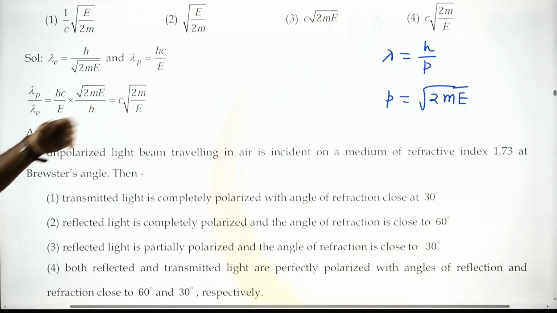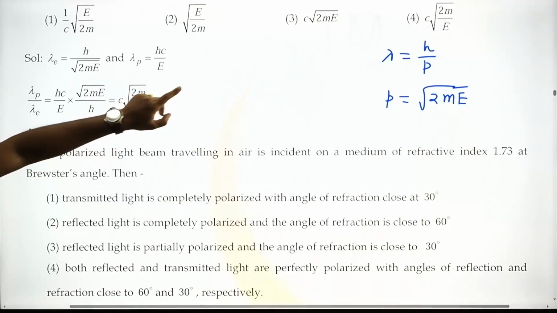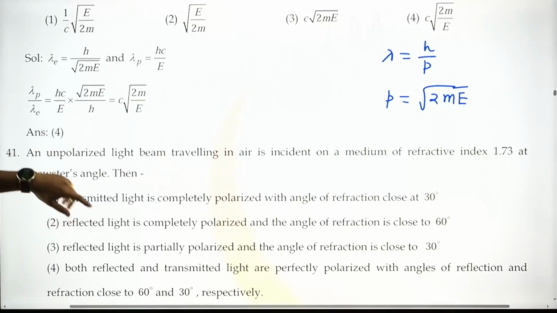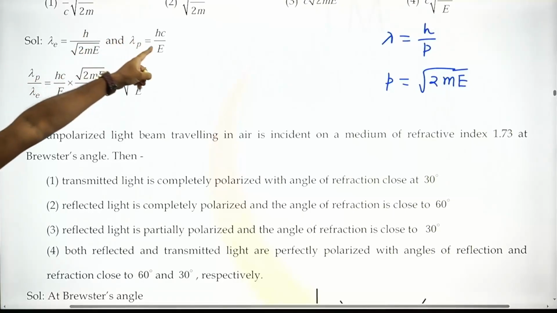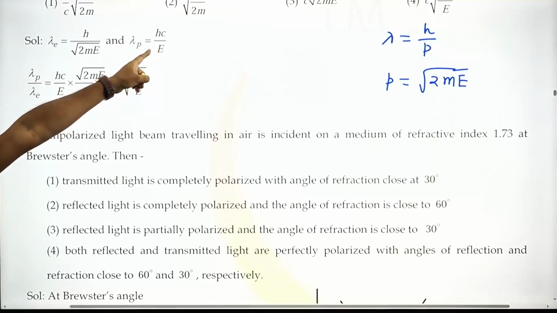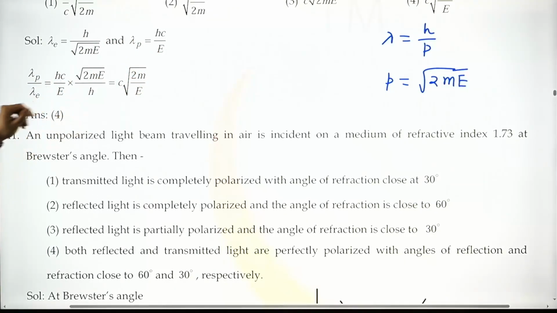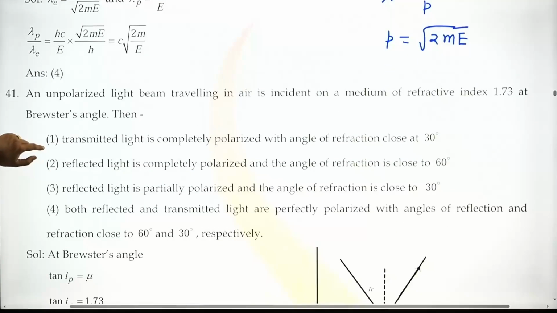It is an easy question, 2m by E, so it will be C into square root of 2m by E. This is for the electron. For the photon it is hc by E. Okay, so very easy question. This is a common question. This is the only one common question that came this year.